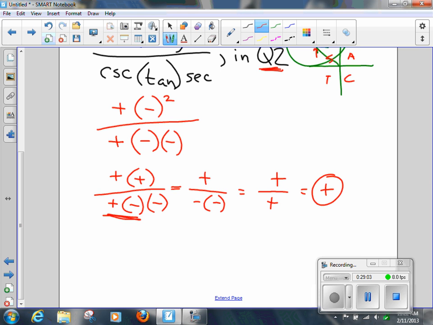Now, I'm going to just tell you, I made this problem up, and I made it way more difficult than what you're going to see in the book. The book problems are easy. So easy. Very, very simple. But all we're doing is figuring out the sign of that expression if it were to fall in the second quadrant. Okay?